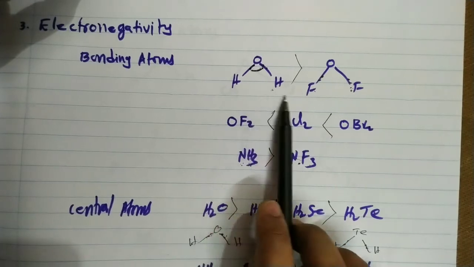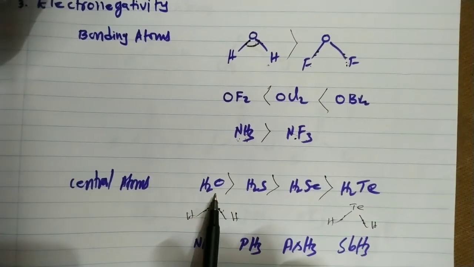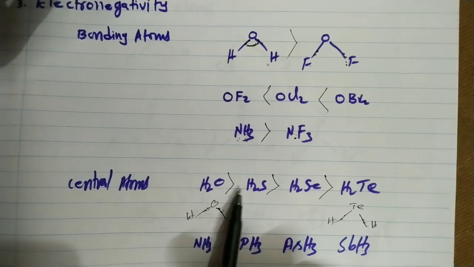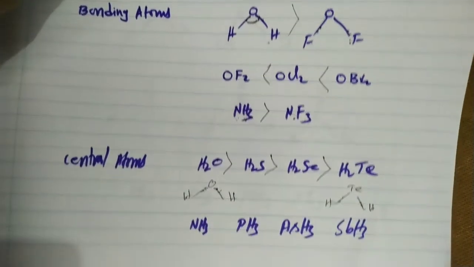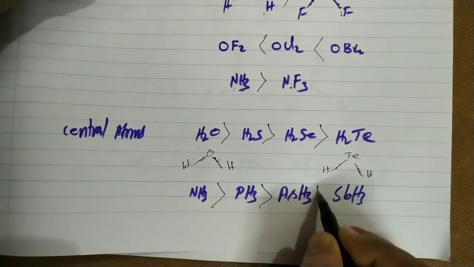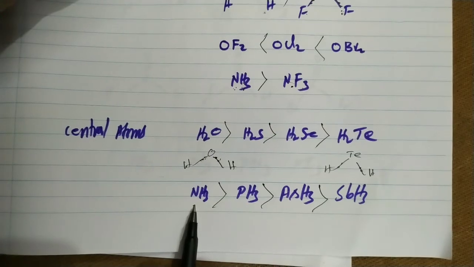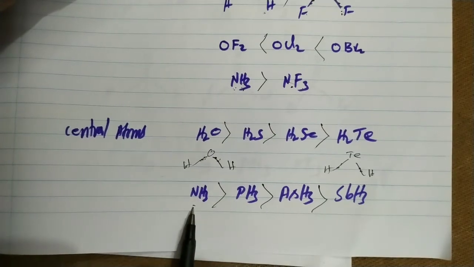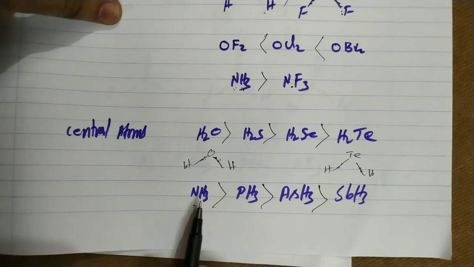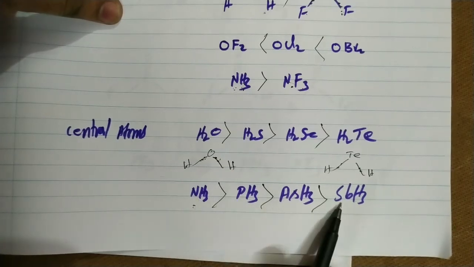It is a difference of the bonding atoms' electronegativity. Here in this case, it is the difference of the electronegativity of the central atom. That's it. And similarly here you can see in this case also NH3, PH3, AsH3. Nitrogen is more electronegative, so the bonding electrons are close to the nitrogen. So in this case, from nitrogen to antimony, electronegativity decreases. So here the closeness of the bonding electrons towards the central atom decreases from nitrogen to antimony.